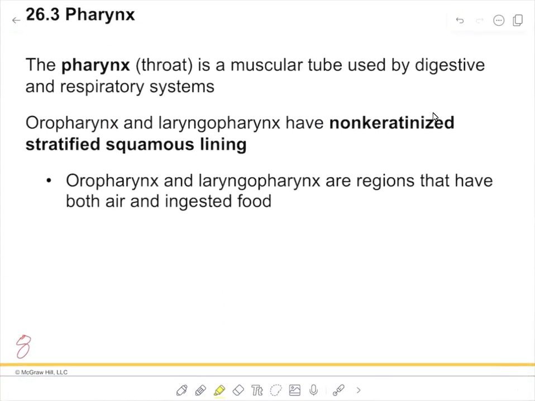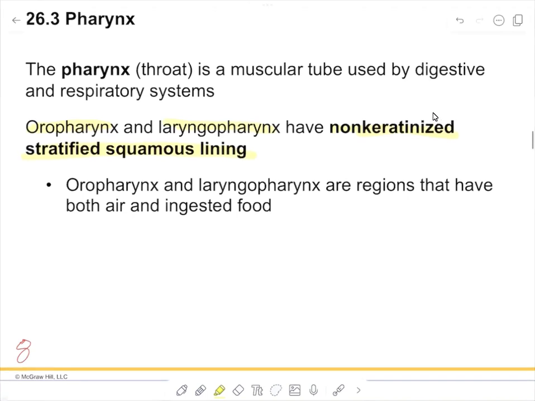The pharynx is the throat. It's the muscular tube shared by the digestive and respiratory system. As you've already learned, the oropharynx and the laryngopharynx are part of the digestive system, and they have non-keratinized stratified squamous epithelium. So they're regions that have both air as well as ingested food.